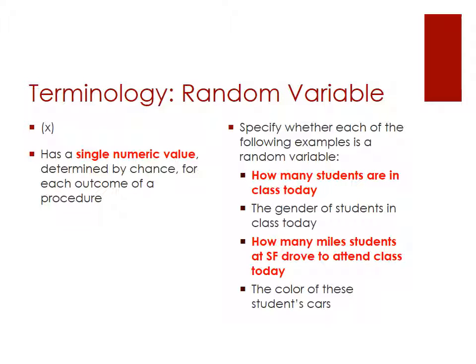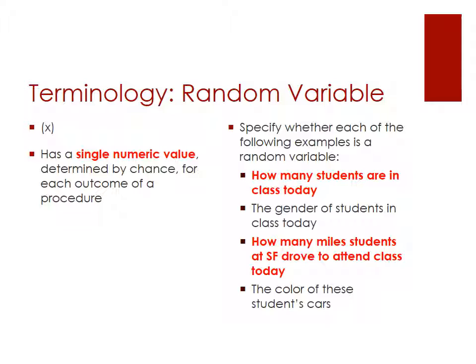So if we were looking at these, how many students, for example, would be sitting in a classroom today would be a random variable. It has a single numeric value. The gender of students in the class today would not be a random variable. That would be something that we'd be designating by a category.